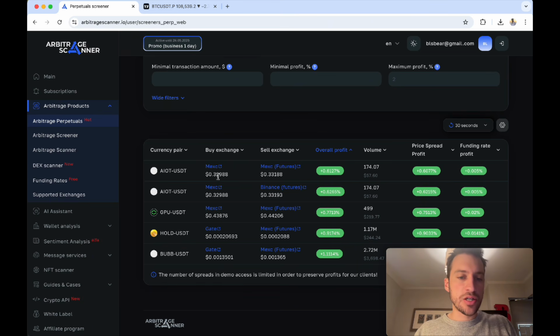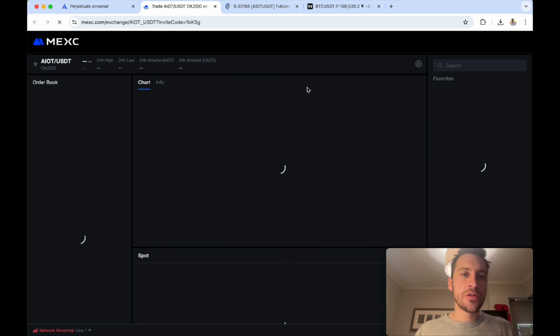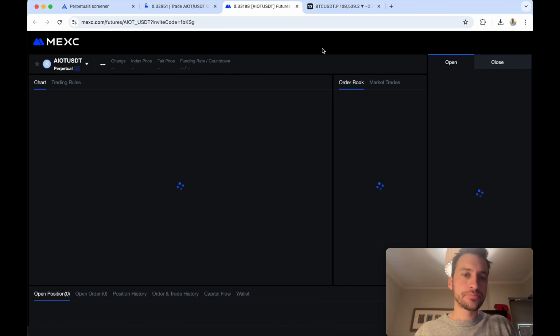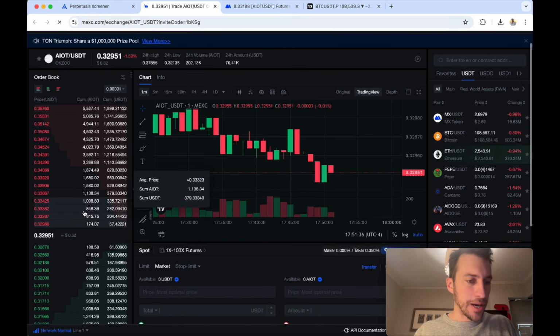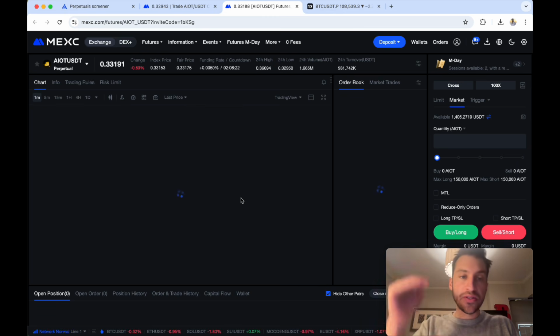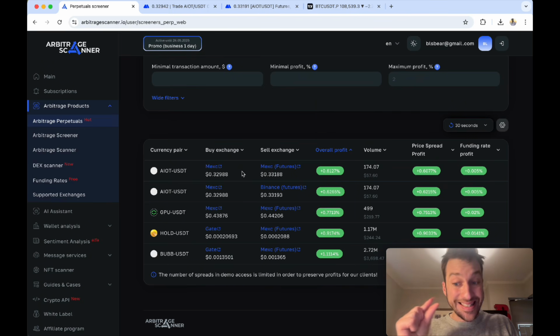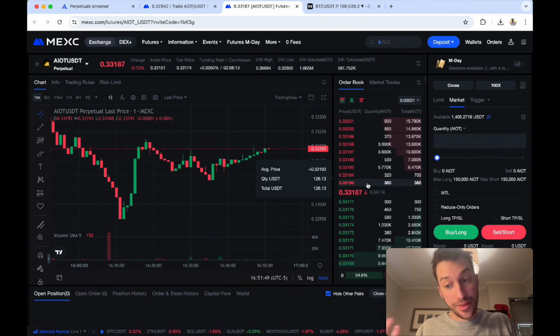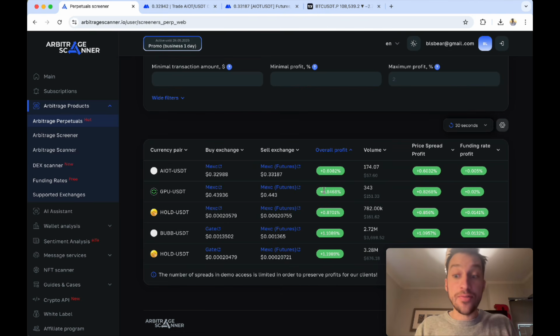By exchange, it says the buy is at 32988. It says the sell is at 33188. Let's go look at it. Okay, so AIOT here, and we have it here. And yep, we can buy at 32988. Perfect, it tracks exactly the actual limit sell that we would buy at, because it tracks exactly the order book, which is fantastic. We can sell at 33188, and yeah, I mean, we essentially can. So this is giving you direct arbitrage instantly every 30 seconds.